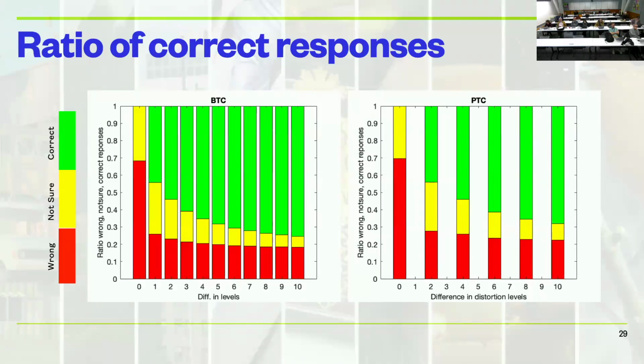And we also tested 0 difference in levels, so comparing the same stimuli left and right, for certain reasons. I don't want to get into this. And so there we had a lot of wrong answers. Not sure would have been the correct one, really. All right. And for the PTC, we only tested every second level, to reduce the size of the study, and also because the differences are harder to detect than with the boosting.